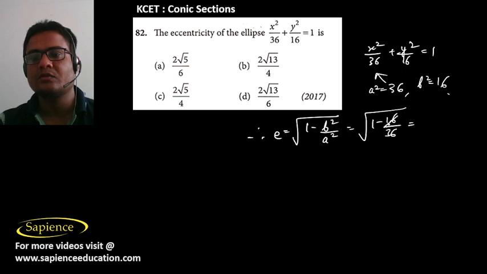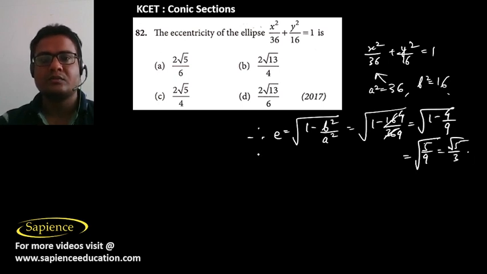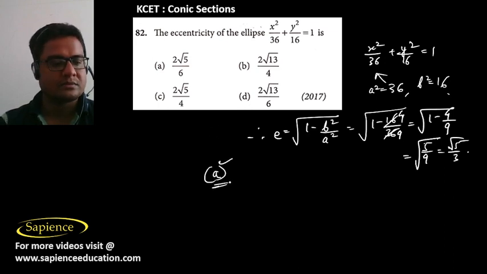So 4 4s are 16, 4 9s are 36, which is square root of 1 minus 4 by 9. So that is 9 minus 4, that is root over 5 by 9, that is root 5 by 3. So root 5 by 3, or we can say 2 root 5 by 6 also. So option A is the correct answer.